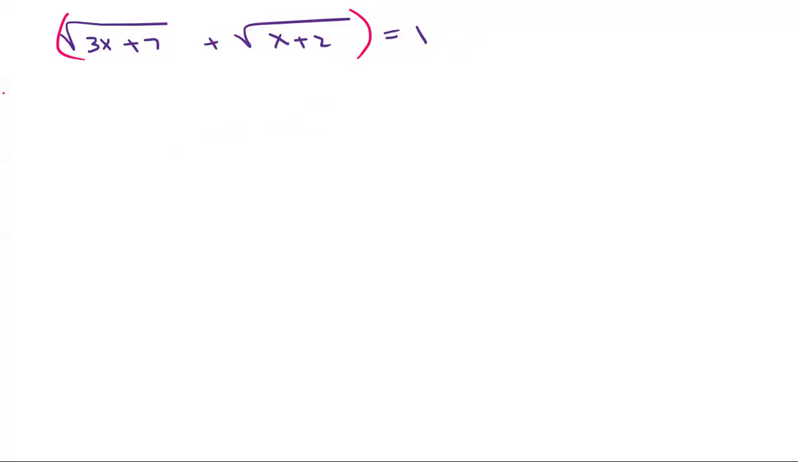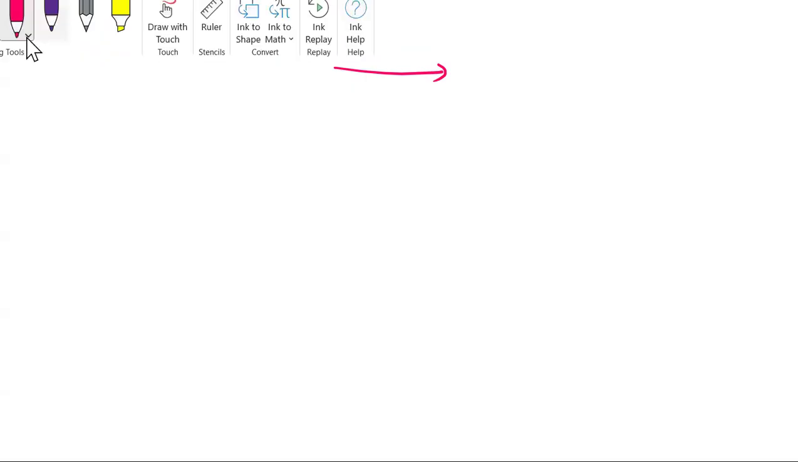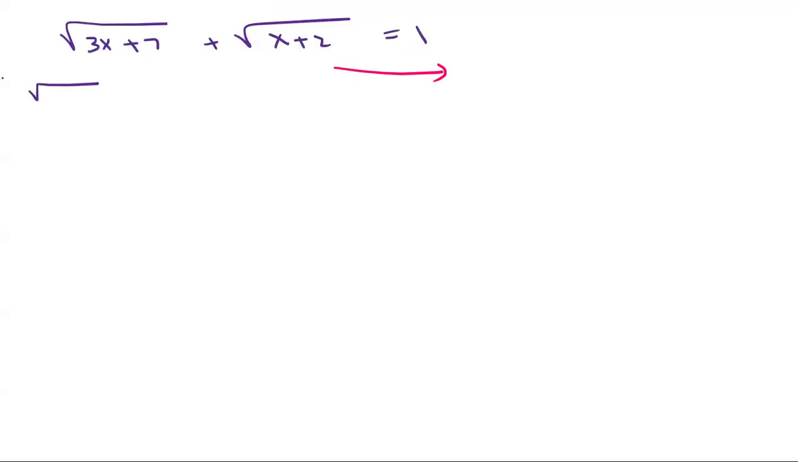Okay. All right. So what do we do? Well, remember I said one of the best ways to solve this is to get the radical by itself. And right now we have two of them. So that means we can do one of them. All right. Doesn't matter which one. I'm going to pick the square root of x plus 2 and move that to the right. Okay. So we're going to have the square root of 3x plus 7 equals 1 minus the square root of x plus 2.